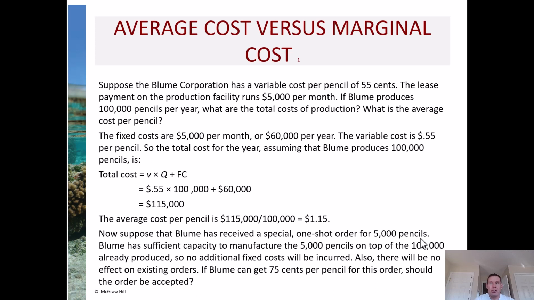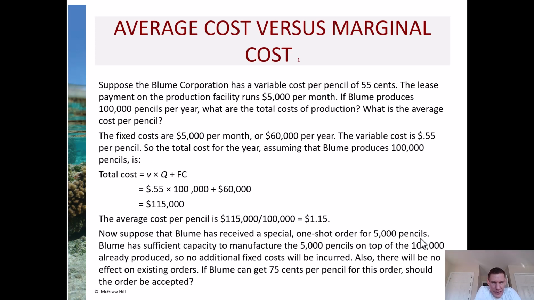All right, so let's take a look at average cost versus marginal cost. Let's look at an example. Suppose the Bloom Corporation has a variable cost per pencil of 55 cents. The lease payment on the production facility runs $5,000 a month. If they're going to make 100,000 pencils a year, what are the total costs of production? What is the average cost per pencil?